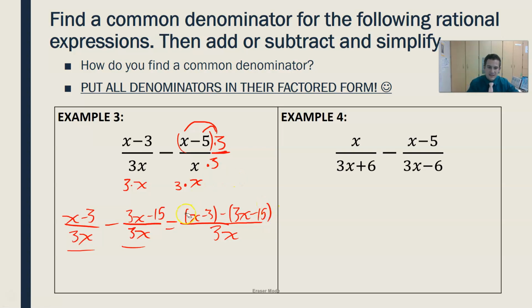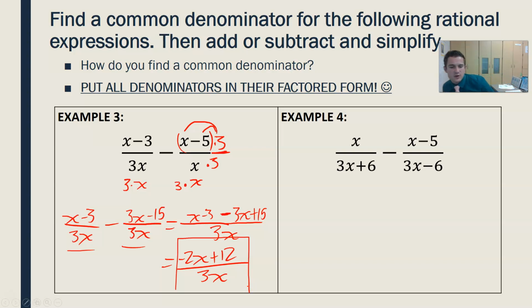When I'm subtracting here, if I want to get rid of the parentheses, that minus is going to change each of these signs. So that turns into a negative 3x and a positive 15. Now simplifying there a little bit more, x minus 3x is negative 2x. Negative 3 plus 15 is going to be a positive 12, divided by 3x. So that right there is my final answer: negative 2x plus 12 divided by 3x.